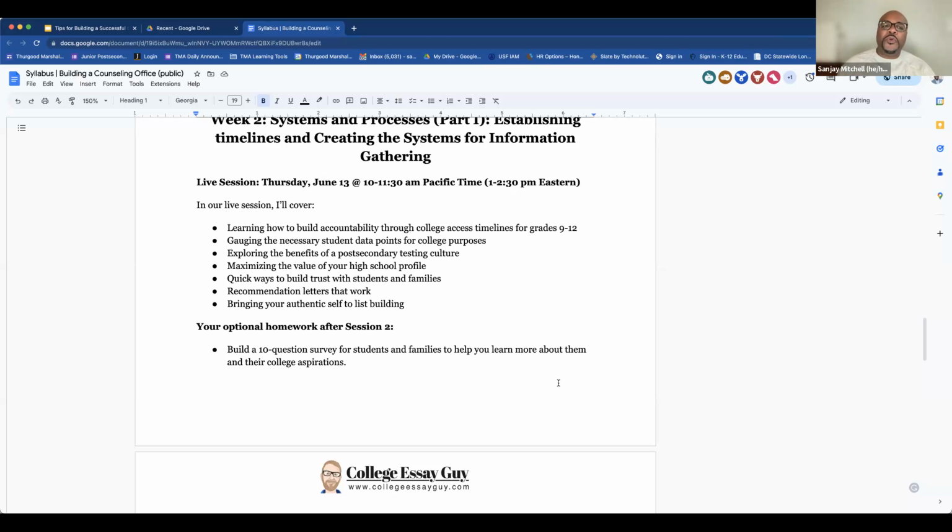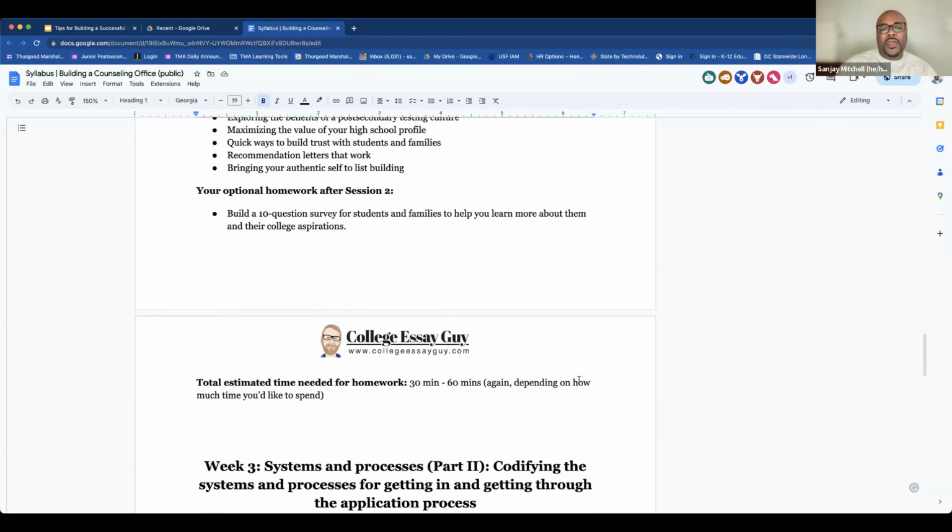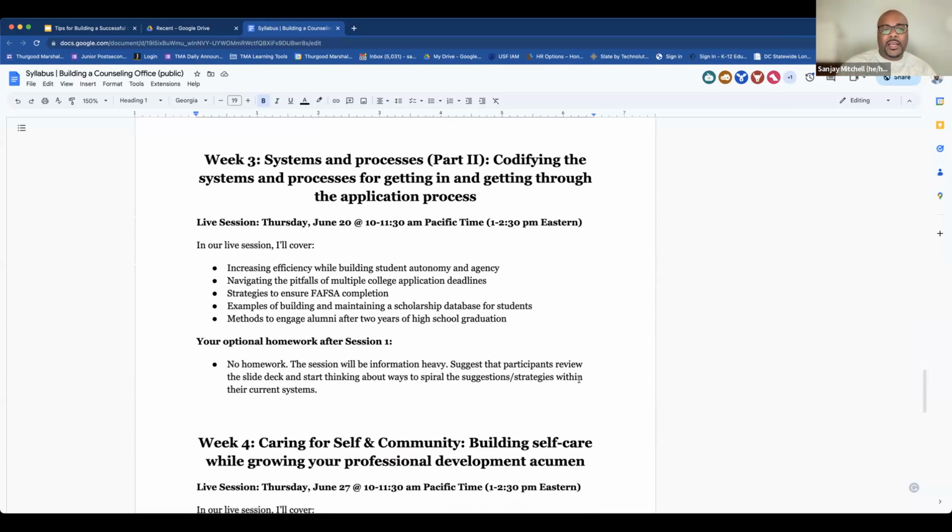How to help students bring their authentic self to list building. Let's not create a list because somebody told you that's the best school, but help students create a list that really speaks to who they are as individuals and how they ultimately hope to grow while they're in college.